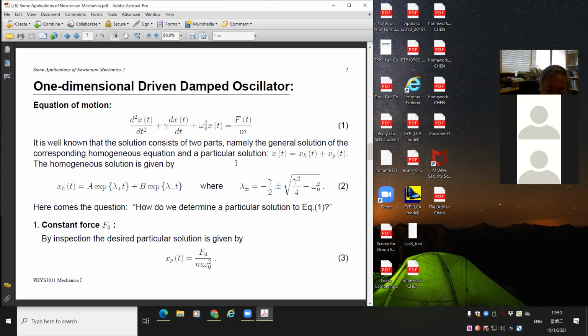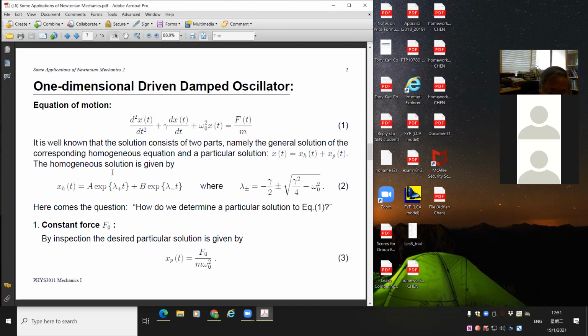Now, it is well known that the solution consists of two parts, namely the general solution of the corresponding homogeneous equation, that means without any force, setting this external force equal to 0, and we find the general solution for this second order differential equation, and a particular solution, one of the solutions of this equation. Then combining them, we have the general solution.